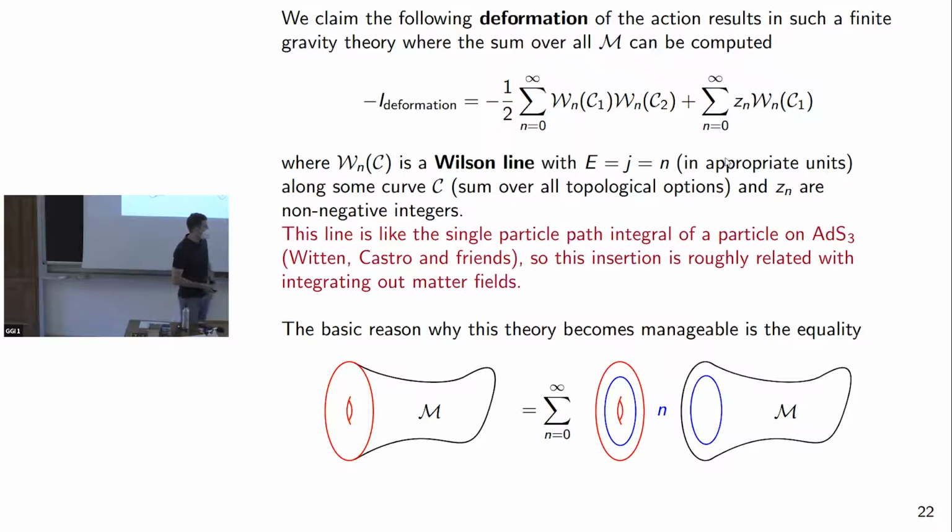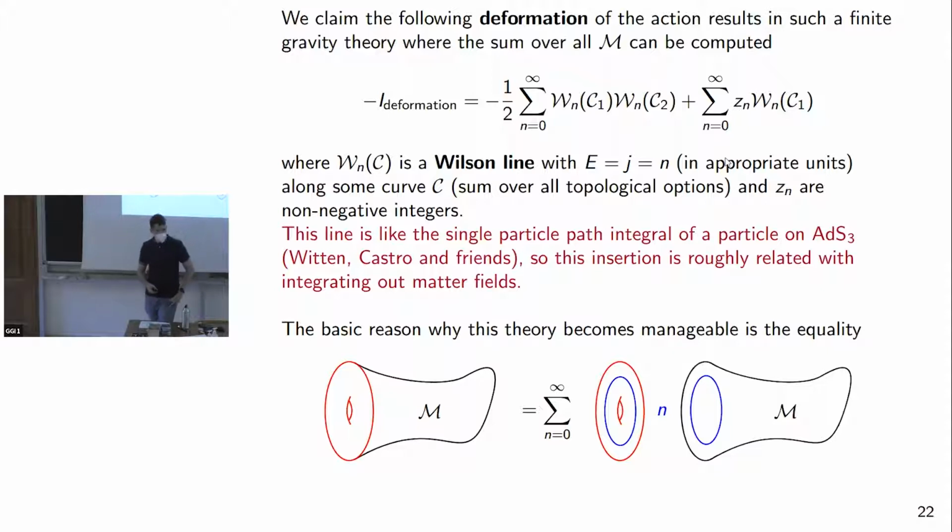So the Wilson lines are a bit like single particle path integrals in AdS3. I'm thinking of this as, again, roughly related to integrating out matter fields, because a matter partition function is like an exponential of lines. So it's closely related to these exponentials of Wilson lines. But okay, let's not dive into that too much, perhaps.